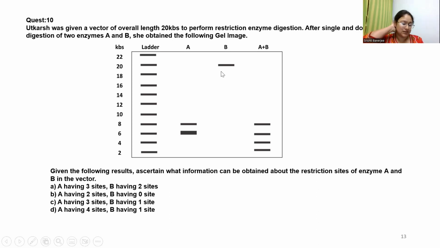Okay. So this is the ladder which tells you the different fragment sizes, and this was your resolved DNA, or the different fragments that you got after performing the digestion. Just try to solve it. The question is: ascertain the information that can be obtained about the restriction sites. So you need to find how many restriction sites enzymes A and B have in this particular plasmid. Yes, let's solve it together. What could be the possibility?